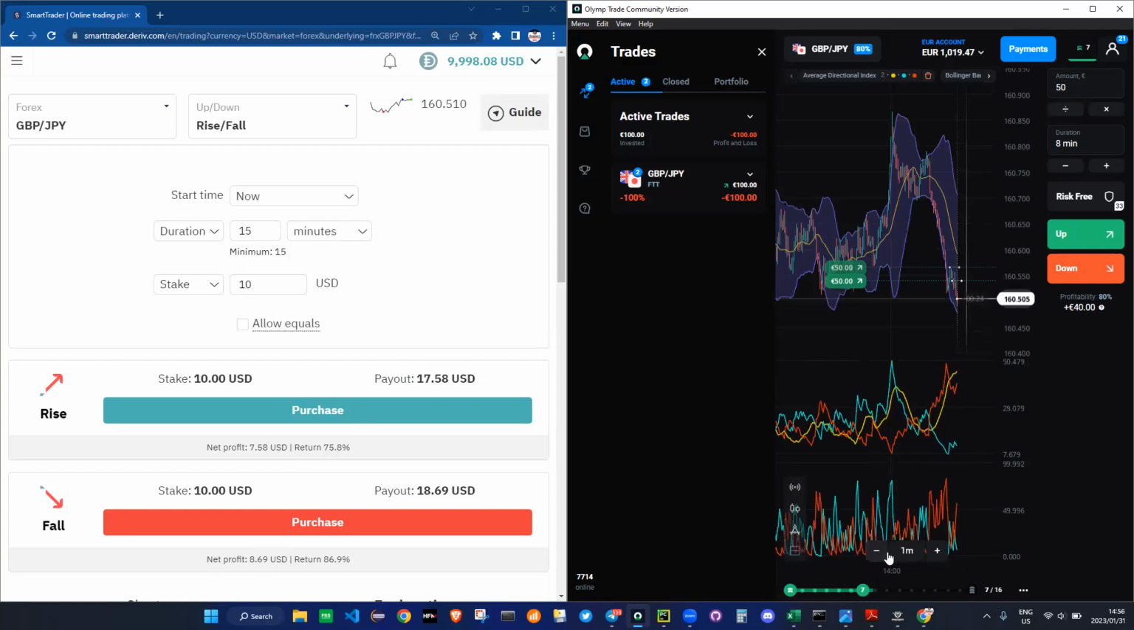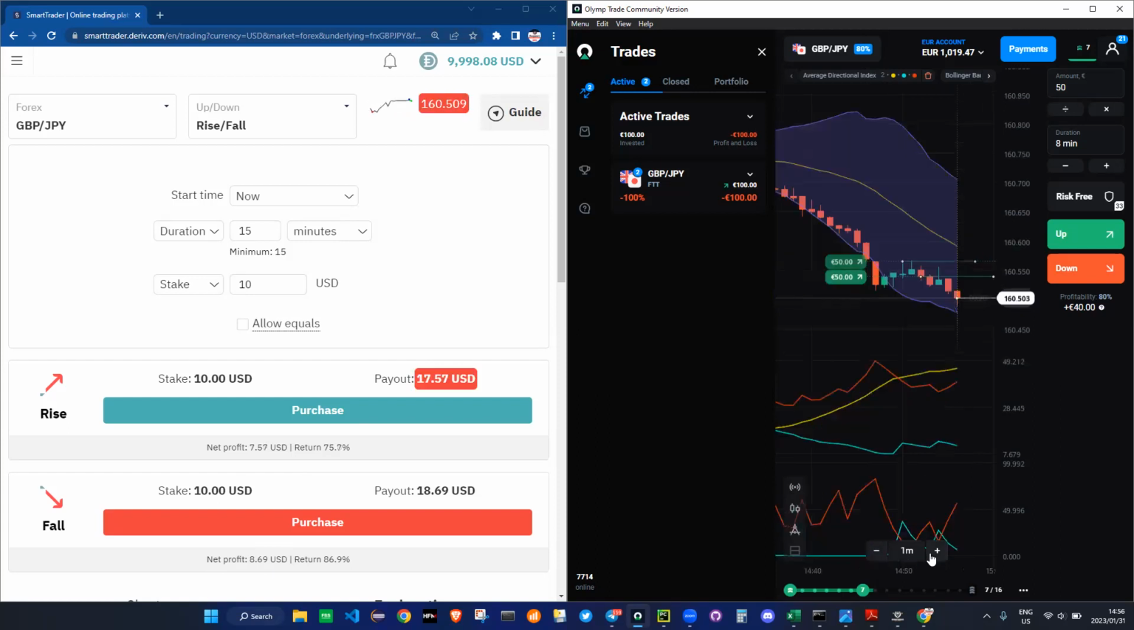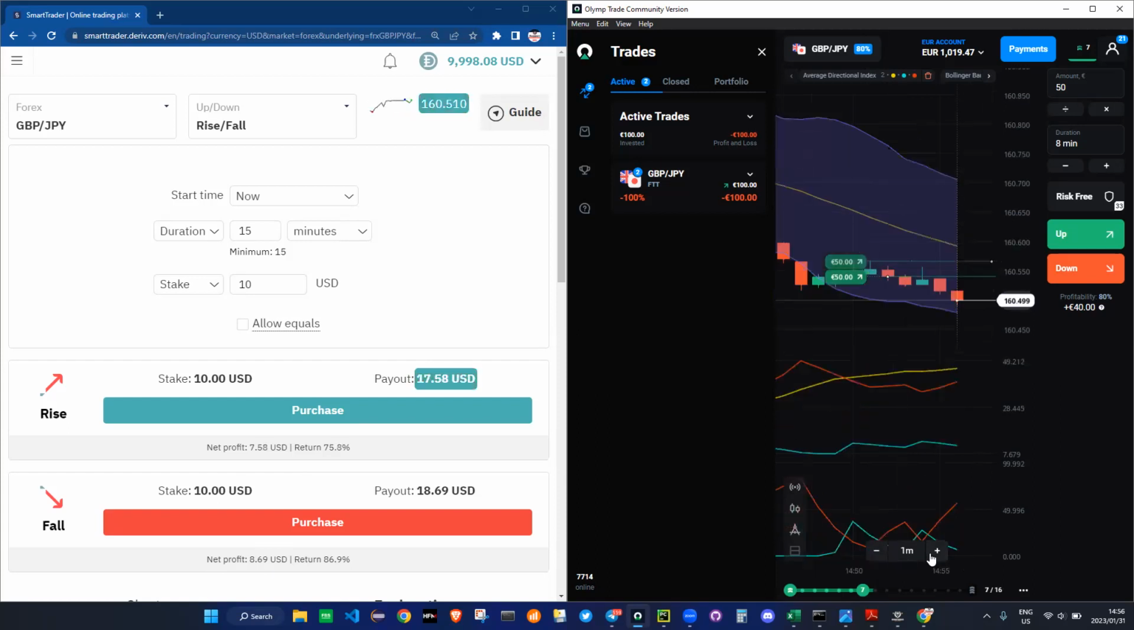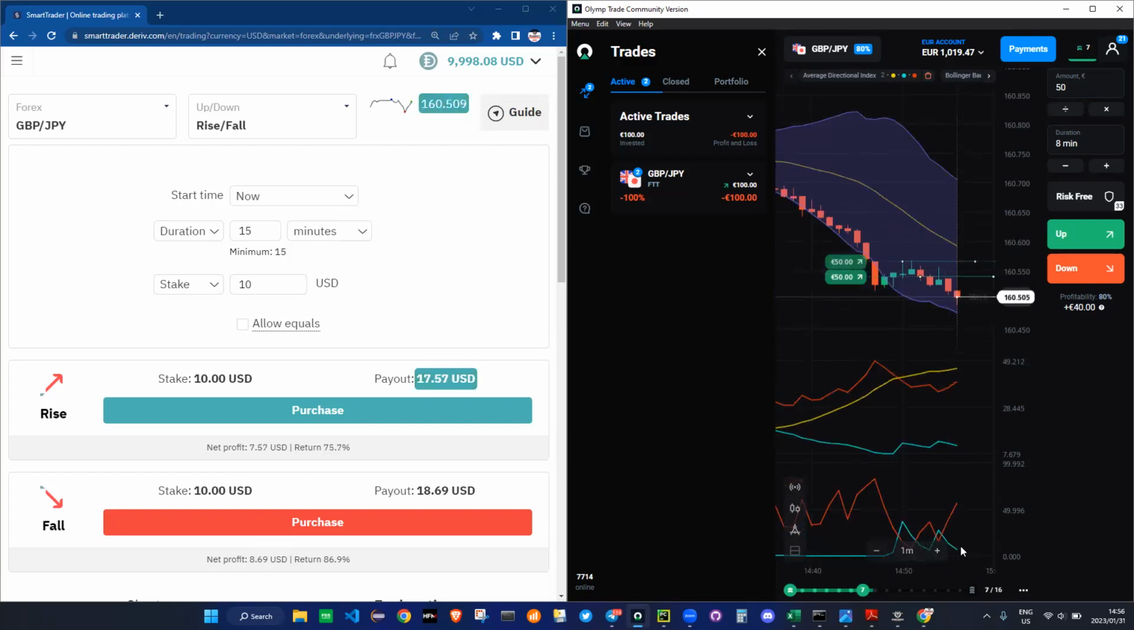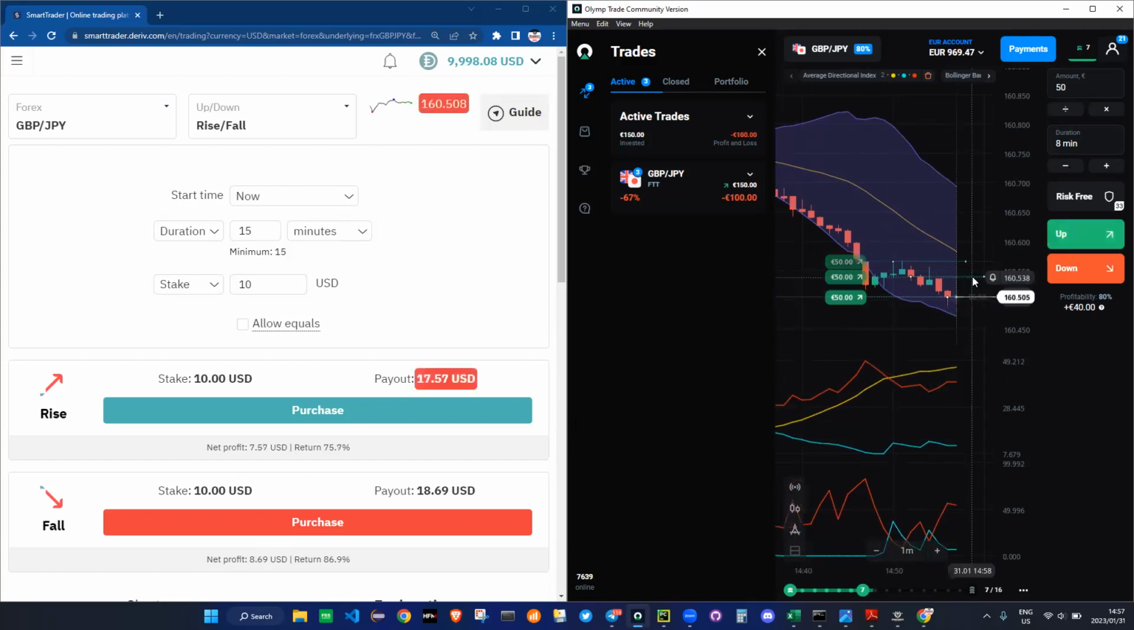Let's see. Okay, actually, I think I'm going to take the trade now. Yeah, I'm going to take the trade now because this line has also come back again. So we are going to take it, but I think I'm going to lose this one, but the second one, I think I'm going to win it. So I'm just going to go in once right now.